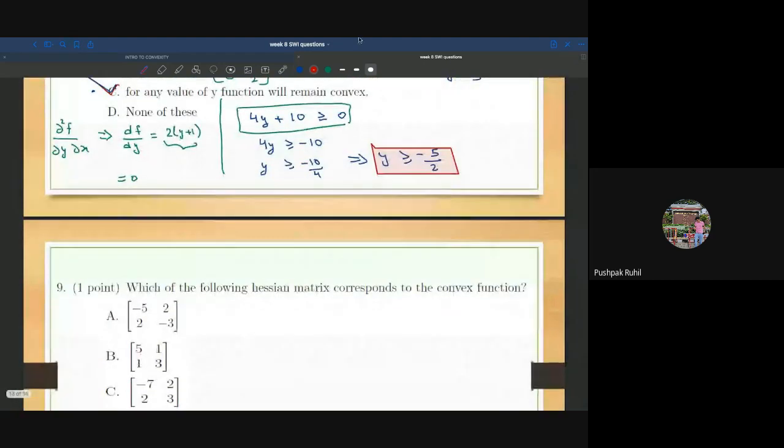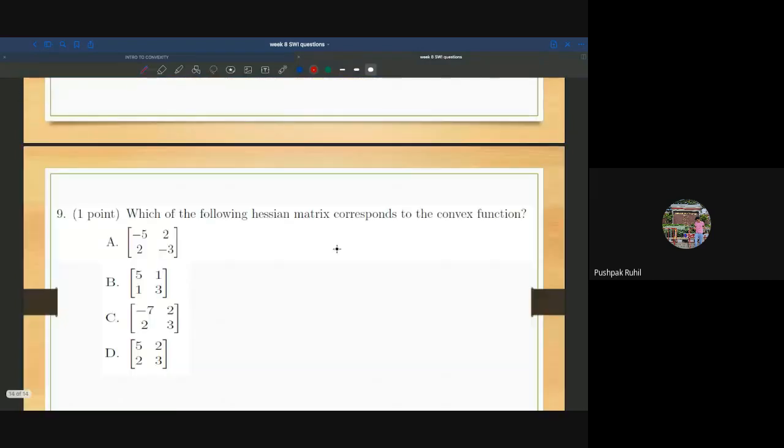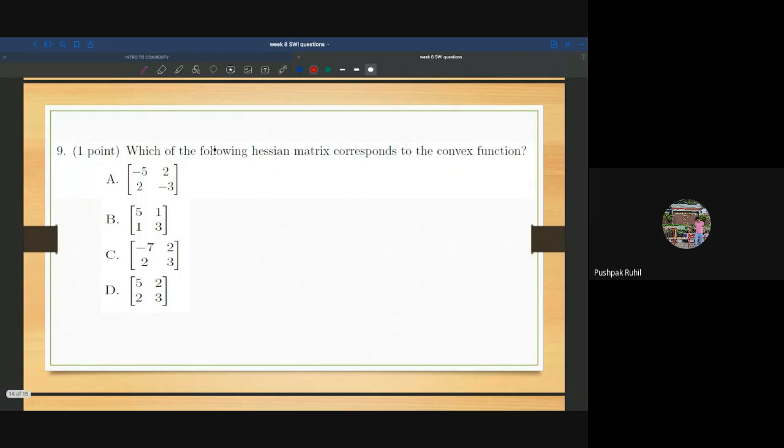So this is what we have, and this is the final question that we have. Which of the following Hessian matrices corresponds to a convex function? Again, very easy. We have been doing this all along.